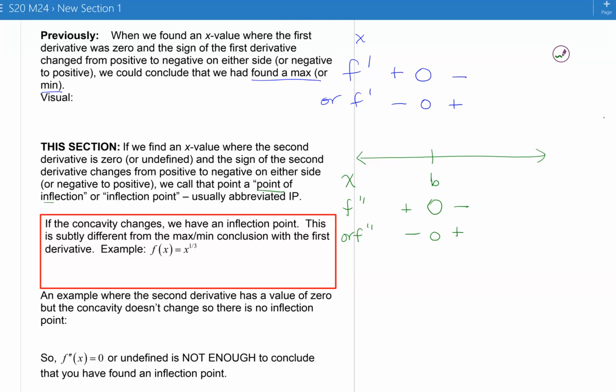either a point of inflection, so you'll see some calculus textbooks call it POI, and others call it an inflection point. I usually call it inflection point. It's shorter, but if you've learned it as POI, that's fine. So if the concavity changes, we have an inflection point. This is subtly different from the max-min conclusion with the first derivative, where the derivative has to change and the derivative has to be 0 at the point.